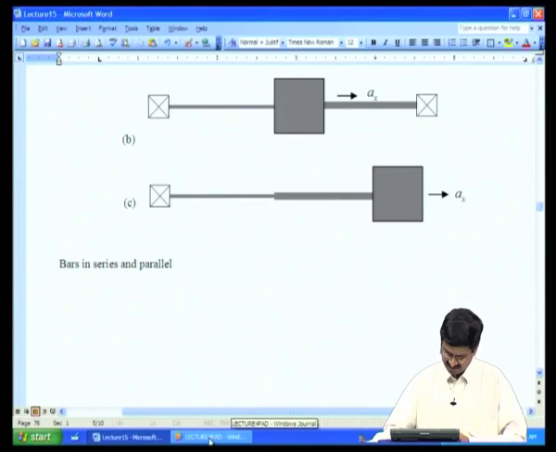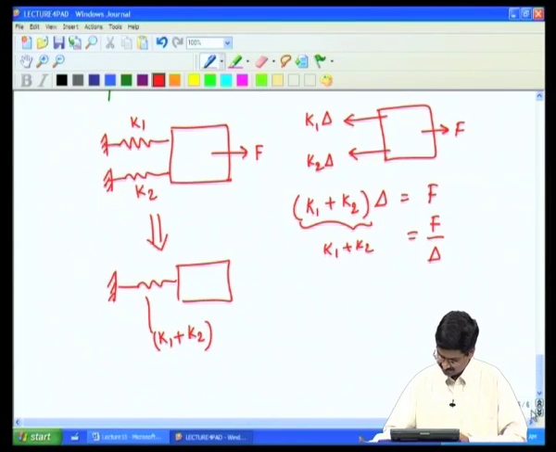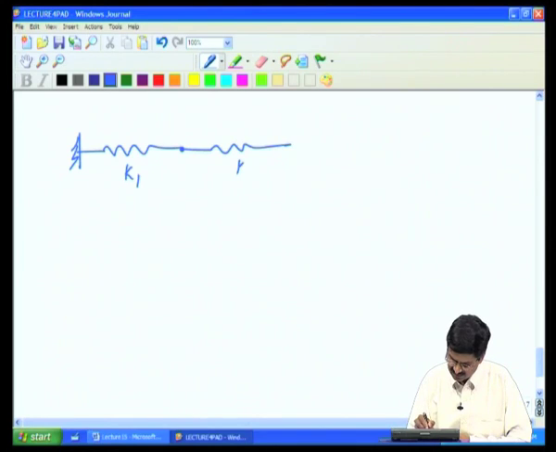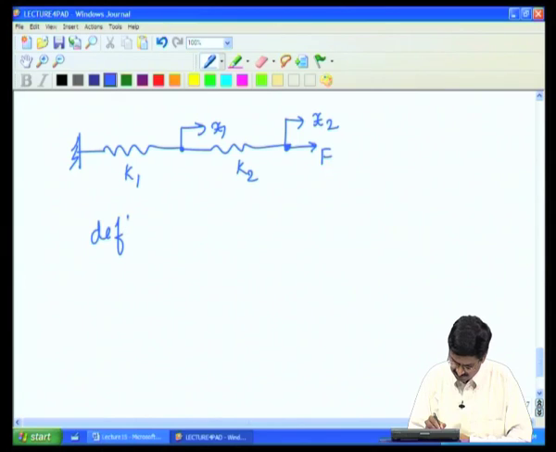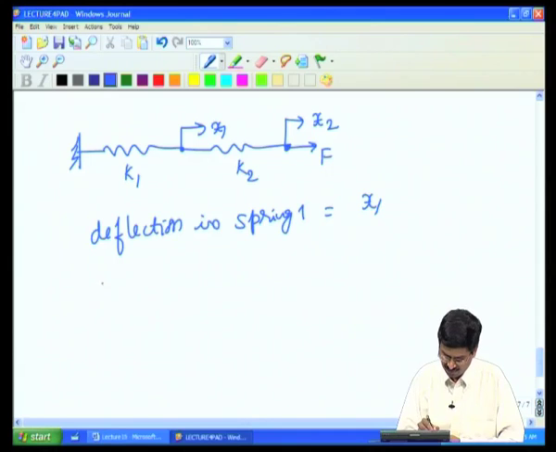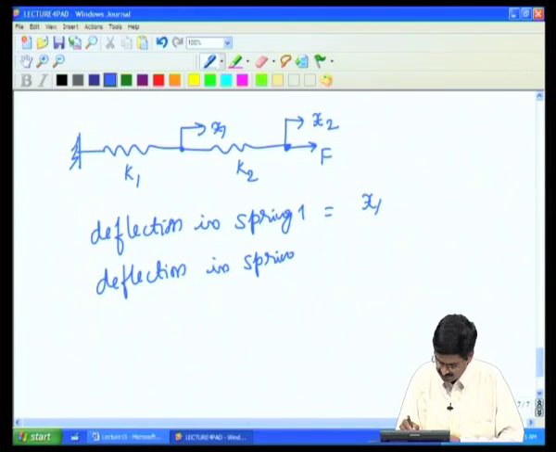In that case, what we will have is a situation that is slightly different from springs in parallel. So, if I have two springs as shown in that picture, let us call this K1 and another spring K2, and if I have a force applied over here, this will deflect by displacement x2. The deflection or elongation in spring 1 is equal to x1, because that is what this point is going to move, and the deflection in spring 2 is going to be x2 minus x1.